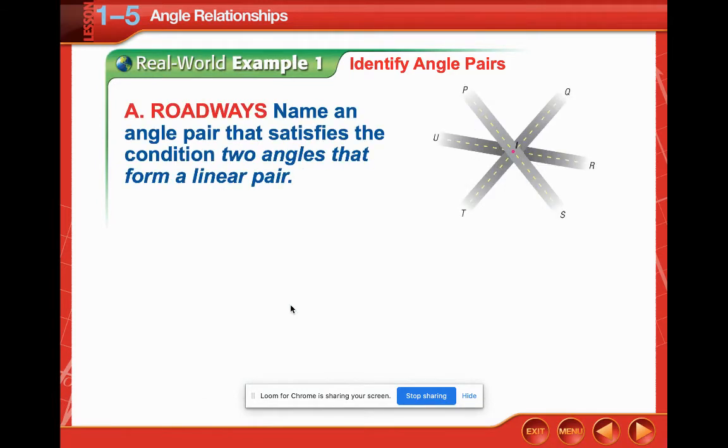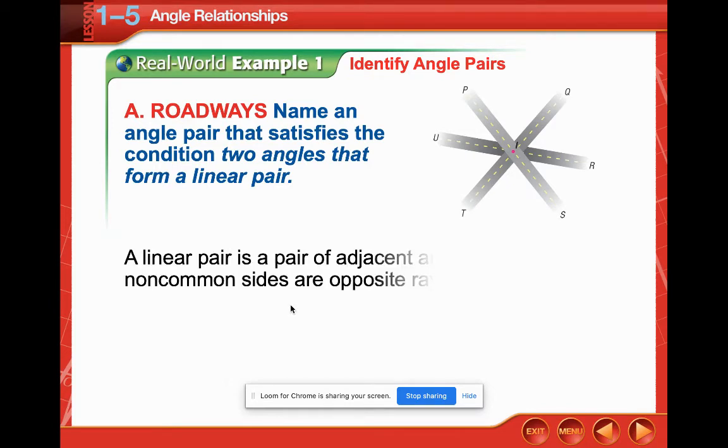Name an angle pair that satisfies the condition: two angles that form a linear pair. Take a quick second and see if you can remember what a linear pair is. Hopefully you went back and checked, but if you didn't, here it is. A linear pair is a pair of adjacent angles whose non-common sides are opposite rays. So which of these are adjacent angles? It means they're next to each other, and the non-common sides are opposite rays.